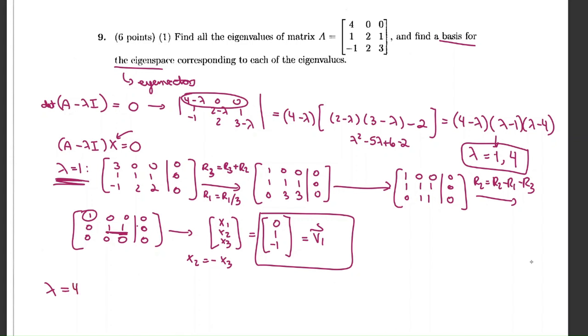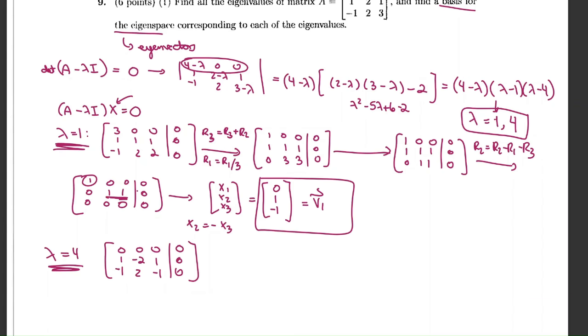Okay, so that is for lambda equals 1, and now we're going to go to lambda equals 4. Same process, so 4 minus 4 is 0, 0, 0, 1, negative 2, 1, negative 1, 2, 3 minus 4, which is negative 1. So this one is a lot quicker because you can do third row plus second row, which will give you a row of zeros. So our only relevant stuff is 1, negative 2, 1.